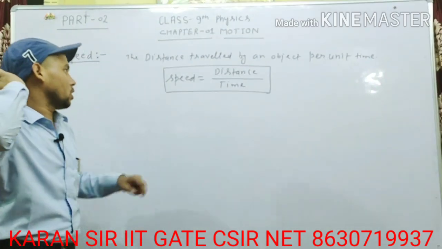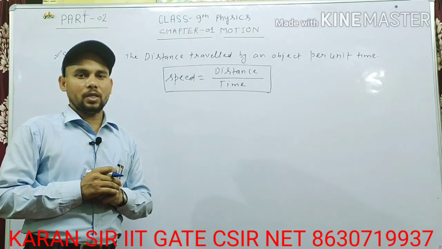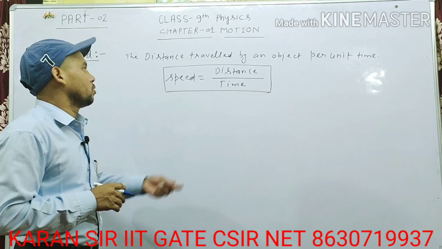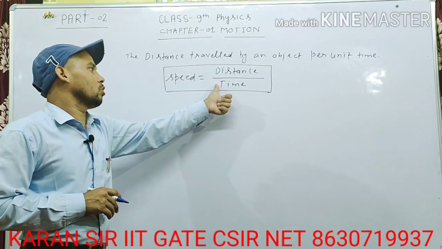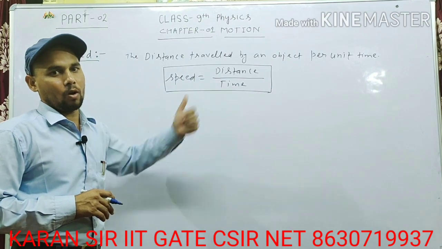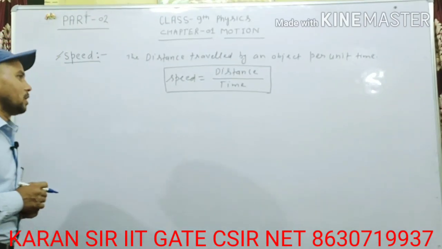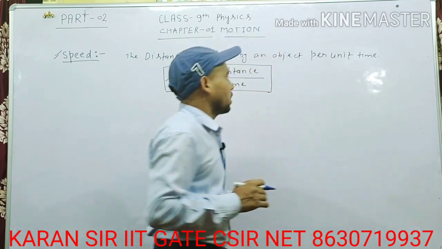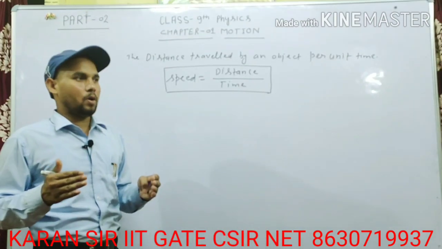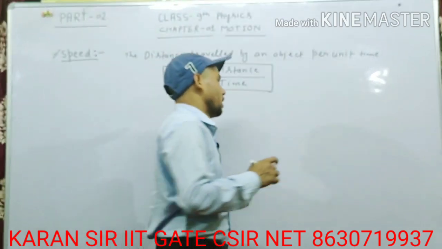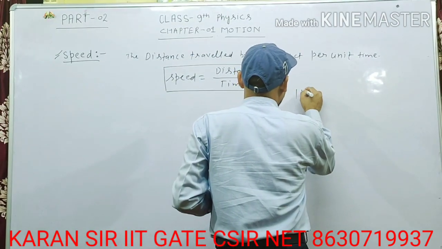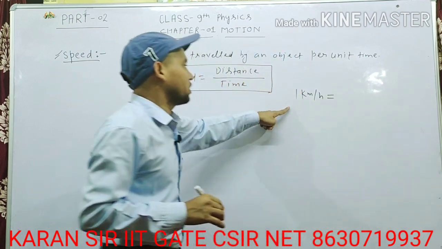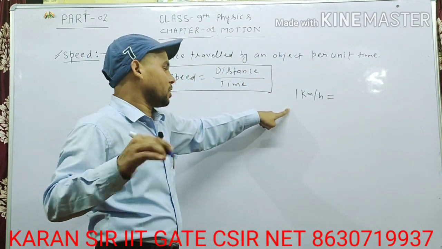And what is the SI unit of speed? The SI unit of speed is meter per second, or kilometer per hour. The unit of distance is meter and the unit of time is second or hour, right? One more thing I will tell you: how can we convert kilometer per hour into meter per second? Suppose that I have 1 kilometer per hour.